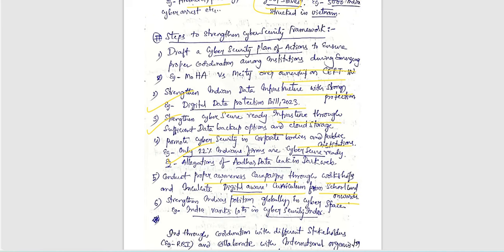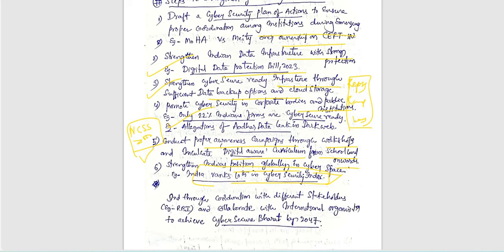Very good. Next, strengthen India's position globally in cyberspace. For example, India ranks 10th in cybersecurity. Different indices, reports and facts, and also campaigns, schemes, laws, strategies and policies are included here. Already we have the National Cyber Security Strategy 2020 also there. We can include this, right? So we need to recall all these important aspects in the brainstorming session itself, right?